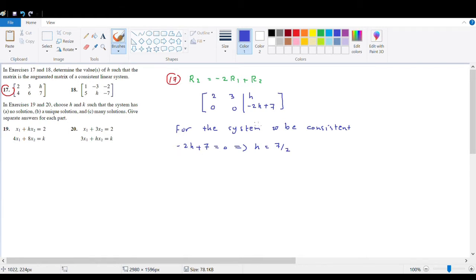Because if this one is equal to any other value which is not equal to 0, that means our system is inconsistent. And in our exercise, we are asked to find the value that makes our system consistent. So that means minus 2h plus 7 should be equal to 0. So we move this 7 to the other side, we get minus 7, and we divide by minus 2, so our h should be equal to 7 over 2. So our system is consistent if h is equal to 7 over 2.